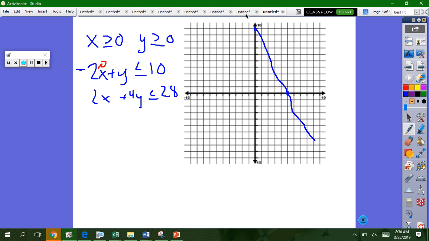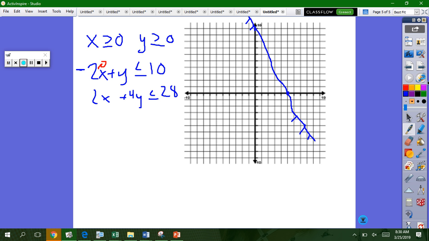We can hurry and tell where it's shaded right now. Is 0, 0 an option for us? Yes, so I plug it in as 0 plus 0 less than 10. True or false? True, 0 is less than 10, so I would be shading this direction. Everybody there with me?